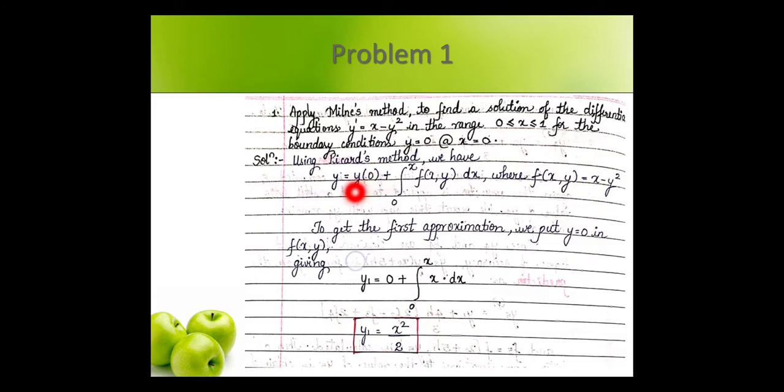That is, y of 0 is 0, integral 0 to x, f of x is x minus y square, where y is 0, so only x remains. So integration of x with respect to x will be x square divided by 2. So this is the first approximation root.